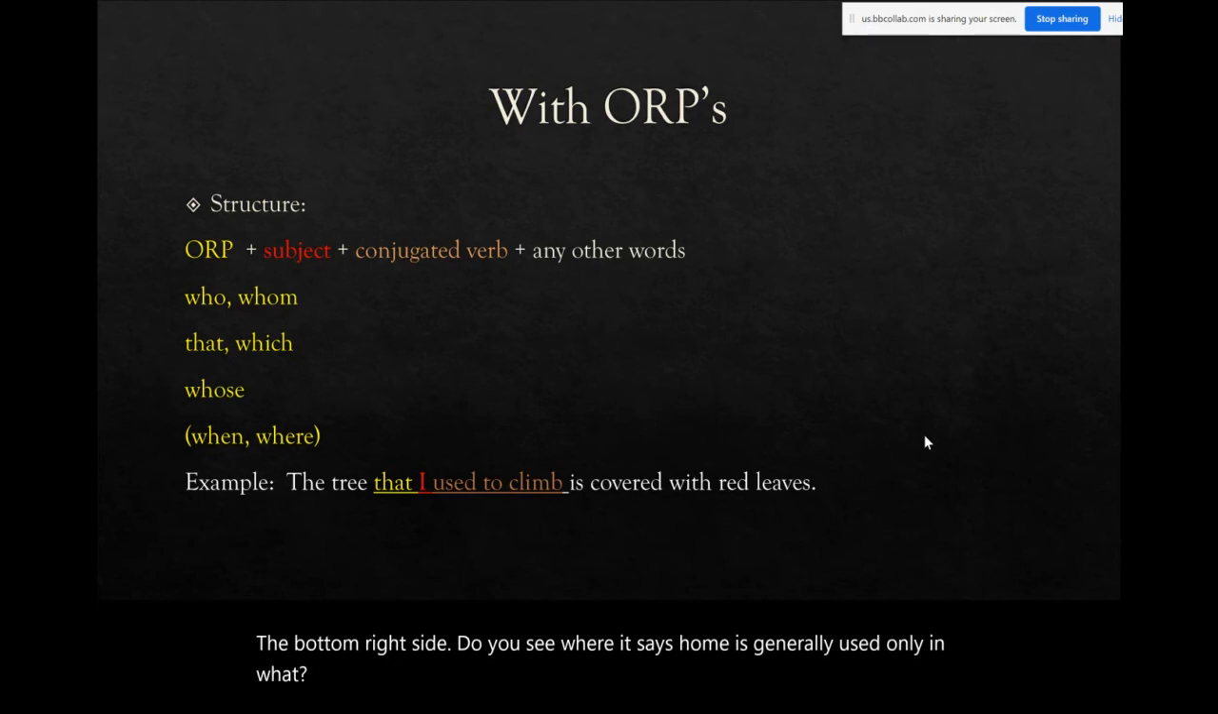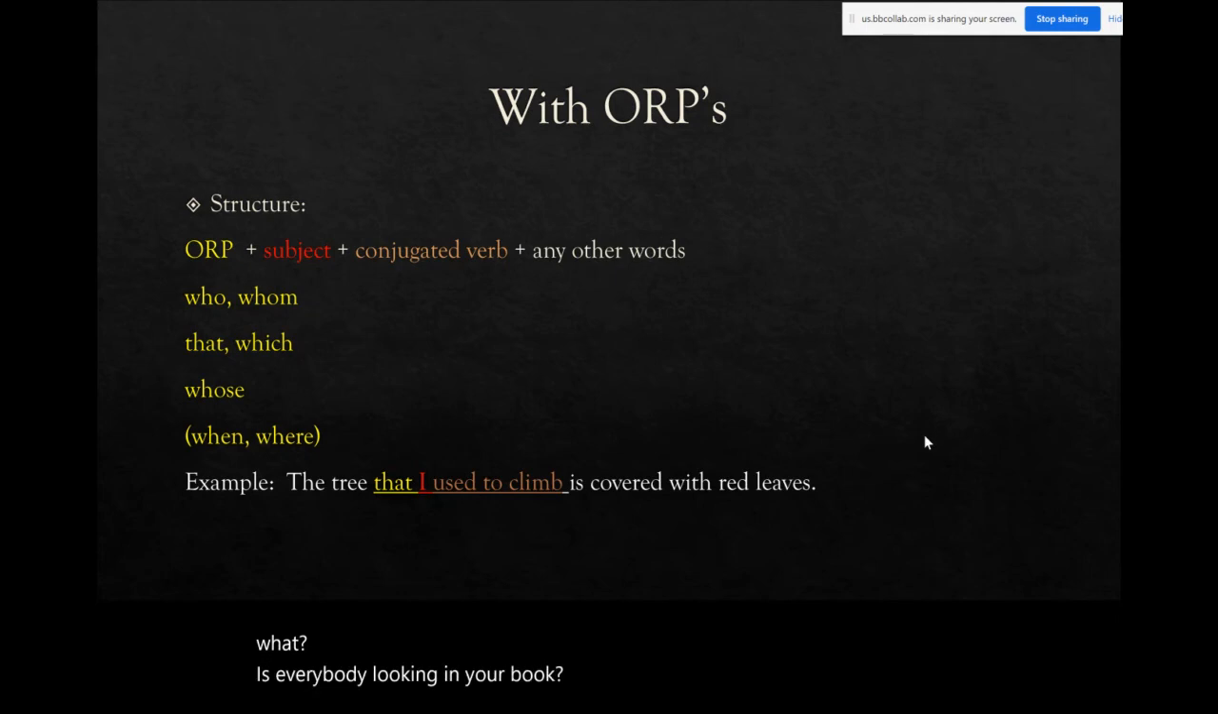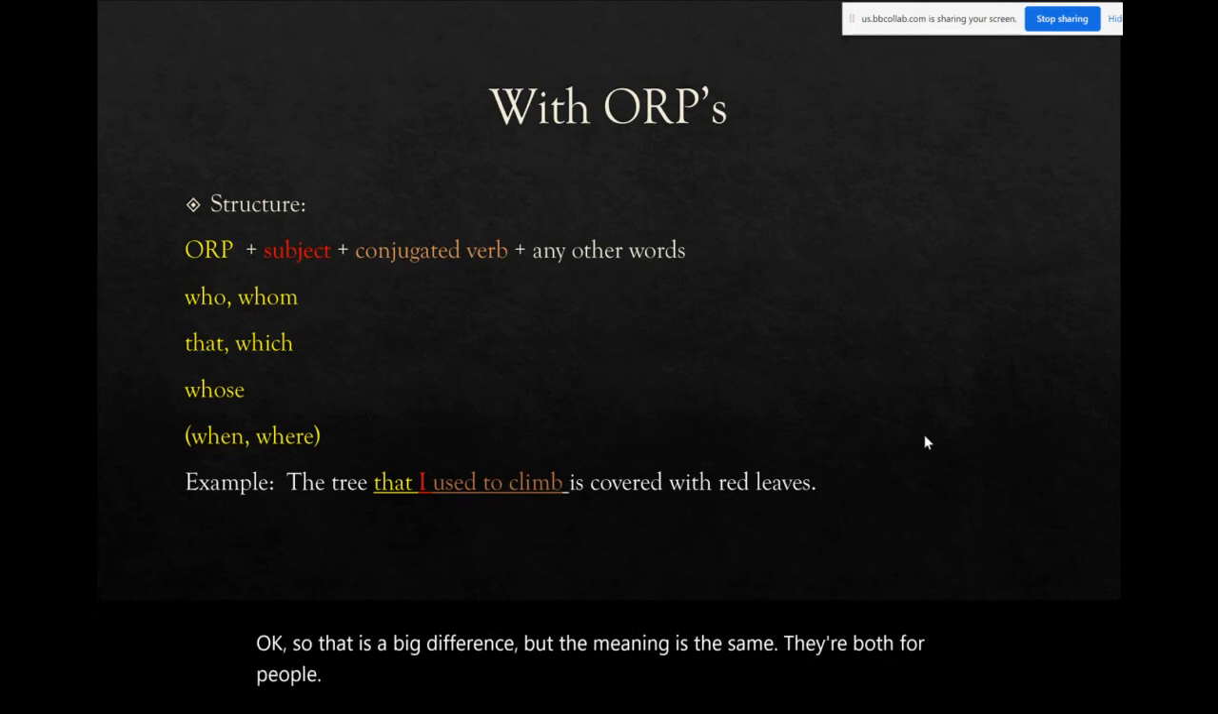Whom is used in very formal writing, not in speaking. So that is a big difference. But the meaning is the same. They're both for people, but whom is for formal writing, okay?